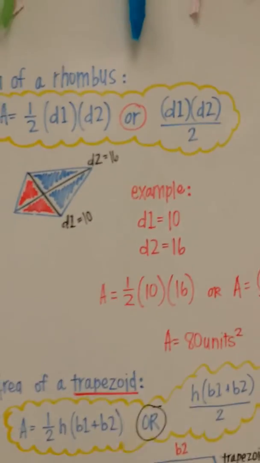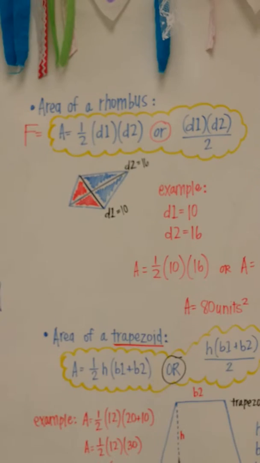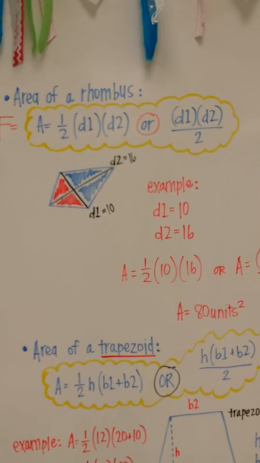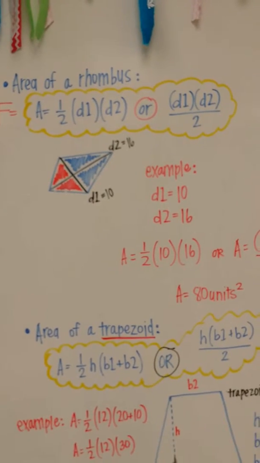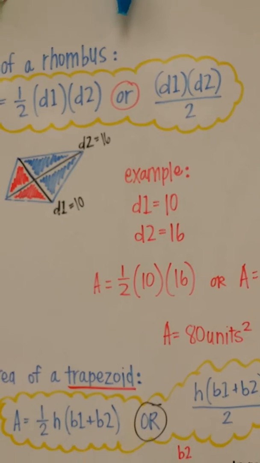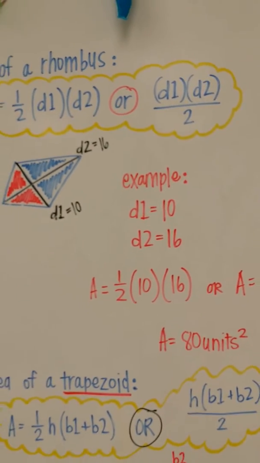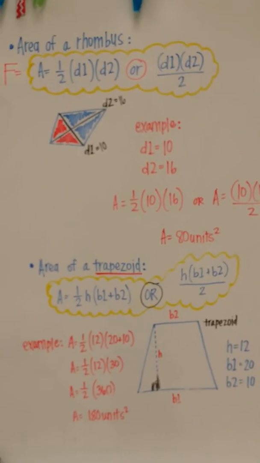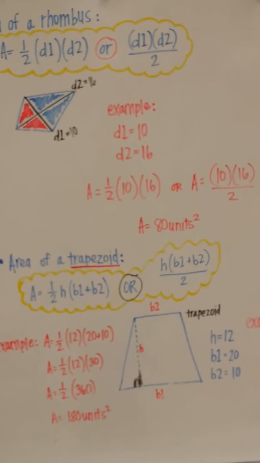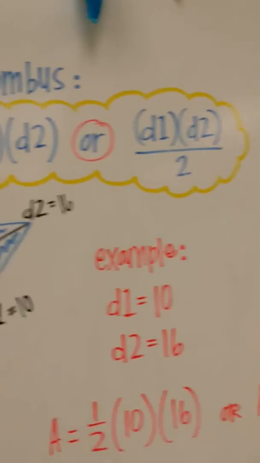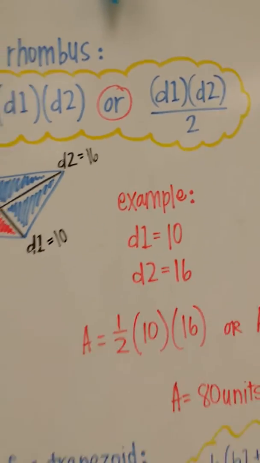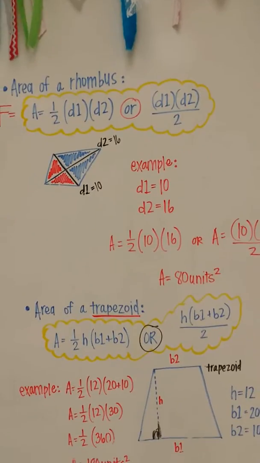Okay. The next shape I'm going to talk about is a rhombus. The formula for the area of a rhombus is 1/2 times diagonal 1 times diagonal 2, or 2 different formulas, diagonal 1 times diagonal 2 divided by 2. If you're in my class, I've told you guys that multiplying by a half is the same thing as dividing by 2. And that's correct. So you get to choose which one of these formulas you want to do. I personally always choose to divide by 2 because I'd much rather work with a whole number than a fraction.